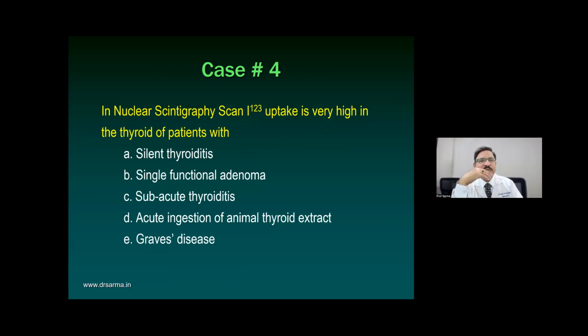Number 4. Uptake is very high in the thyroid of patients. What is happening is you do a nuclear scan. Very high uptake is reported in which condition? Single functional adenoma, only that localized area. Subacute thyroiditis, never, it is not going to increase. Acute ingestion of animal thyroid extract, what does it have to do with this? Graves' disease, very profound increase in the radioiodine uptake.